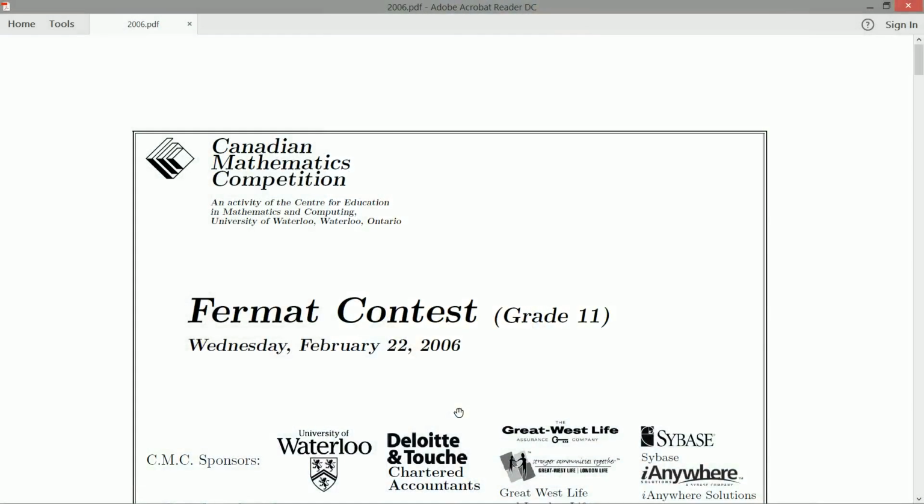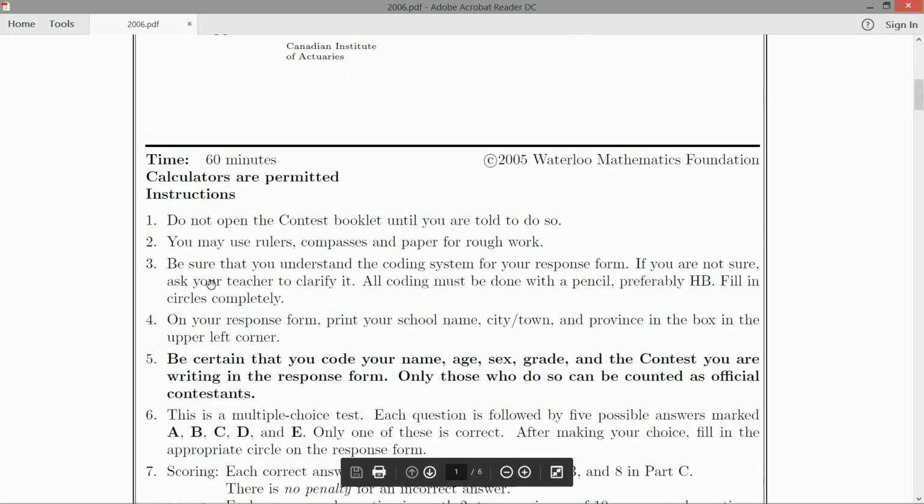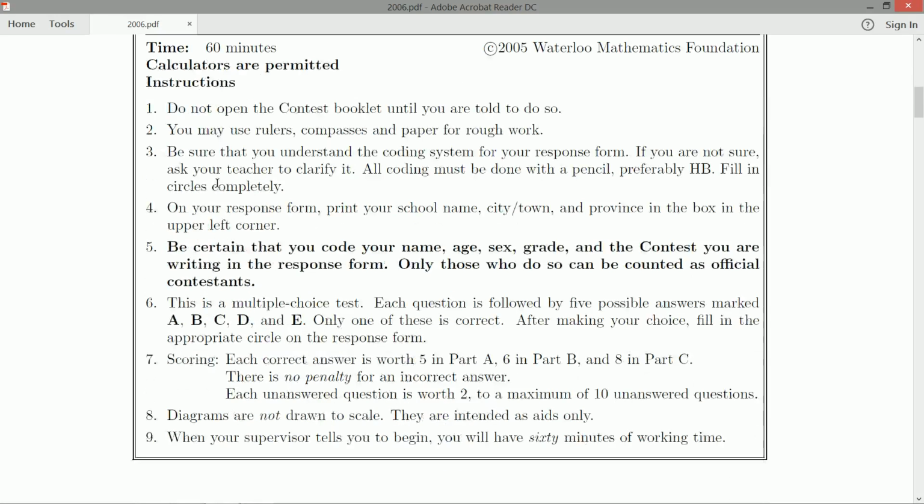So, a Fermat contest. We'll just take a little gander. I try and take a gander when I start these things at some of the instructions. 60 minutes. Always be aware of how much time. Calculators are allowed. Things to note. Diagrams are not to scale, so that's an important one. Marking the scores for each question is very important to keep track of. No sense wasting 10 minutes on a 5-mark question in Part A when you could be devoting that time to an 8-mark question in Part C.